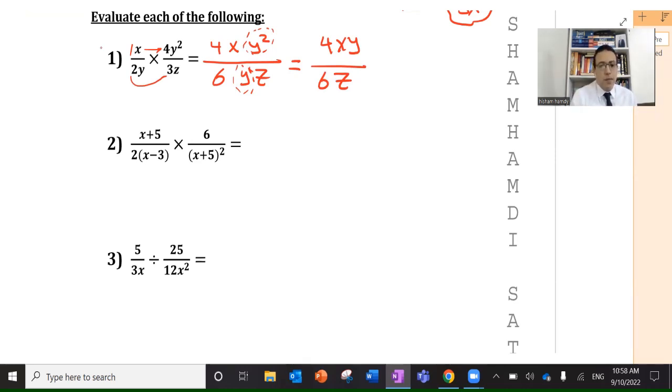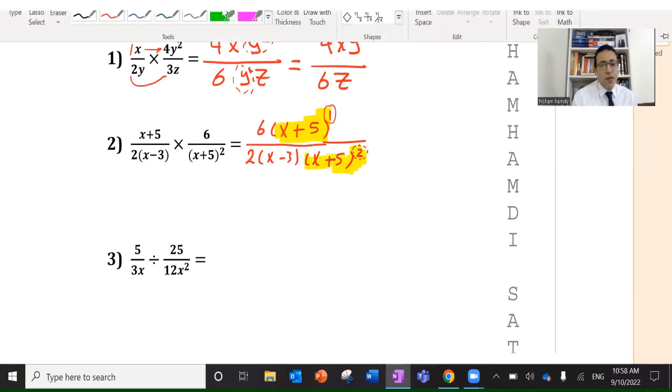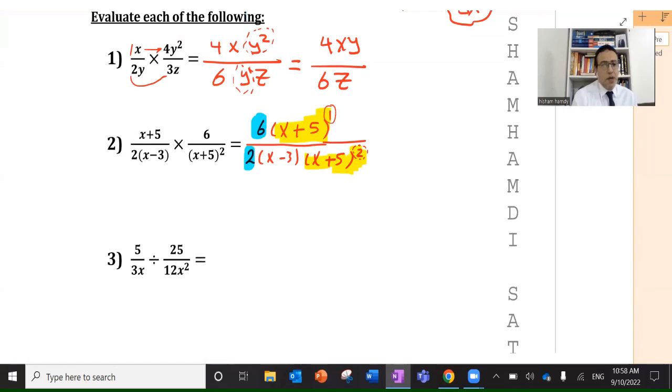Number 2, it's 6 multiply x plus 5, and down 2 multiply x minus 3 multiplied by x plus 5 squared. Here I have power 2 and here I have power 1. I can cancel x plus 5 as a bracket with one of the x plus 5 down, and also simplify the 6 divided by 2, which is 3. 2 is finished, so x minus 3 multiply x plus 5.